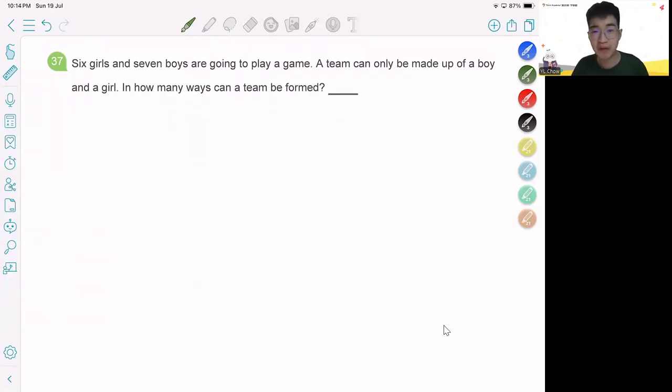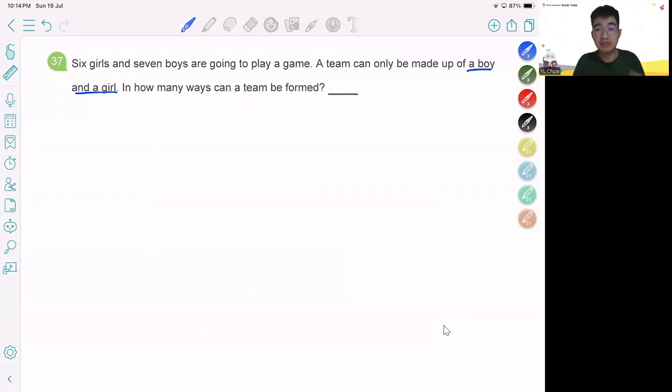6 girls and 7 boys are going to play a game. A team can only be made up of a boy and a girl. In how many ways can a team be formed, right? So first take note, in a team, right? I didn't mention that one is a group leader, one isn't, right? It's just a duo.